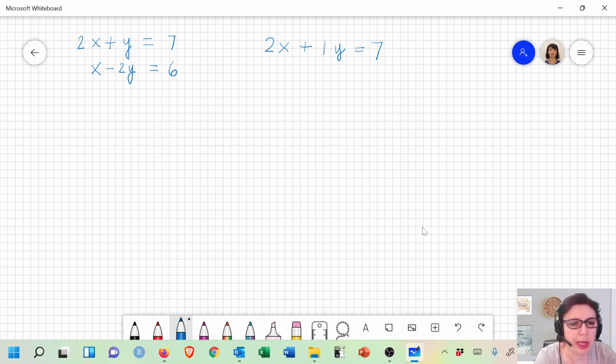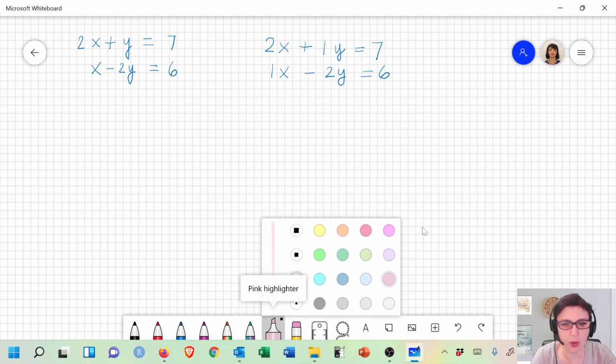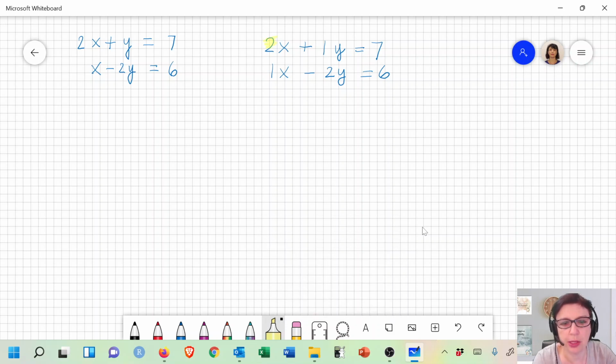I'm going to do the same trick on the second one, because the second one just says x, but I'm going to insert 1 in front of x. Okay, and then I have negative 2y equal to 6. So what is my goal? If I'm trying to eliminate x, I need to look at the coefficients of x in each equation. The first number in front of x is 2, and the second has a 1.